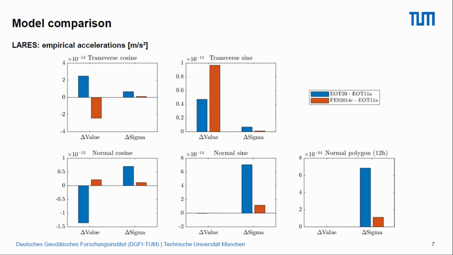Here are now the comparisons of Laris parameters. And here we can see a mixed picture of the values. The first value is the value itself, the absolute values, and the second part here is the sigma, so the standard deviation of the parameter. And here we have sometimes a better result in the EOT20 or FES 2014 C model.